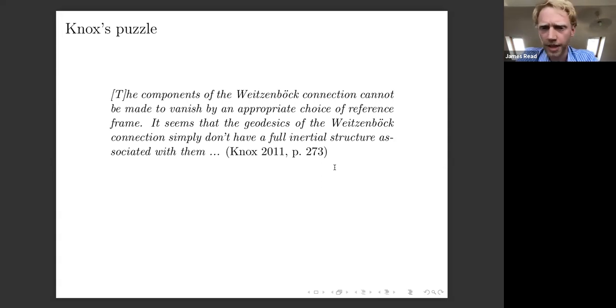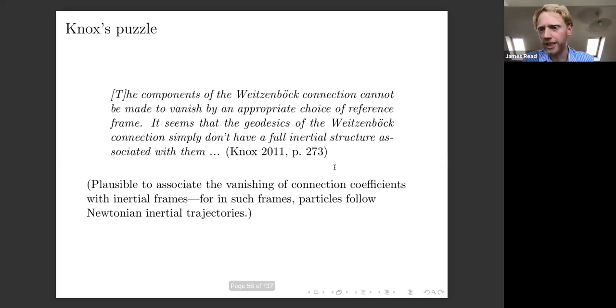teleparallel gravity. And she writes this: the components of the Weitzenbock connection of teleparallel gravity cannot be made to vanish by an appropriate choice of reference frame. That, by the way, is because the connection is torsionful. It seems that the geodesics of the Weitzenbock connection simply don't have full inertial structure associated with them. What she's presumably thinking here is that you need the connection coefficients to vanish in order for point particles to follow Newtonian straight line inertial trajectories. And if you can't get that, then you don't have a full notion of inertial structure.